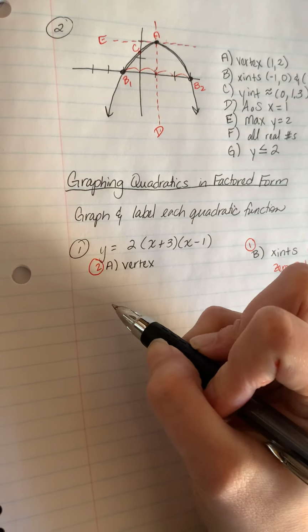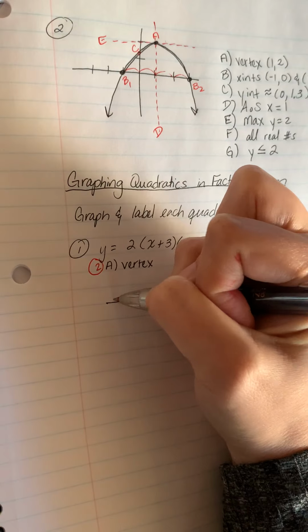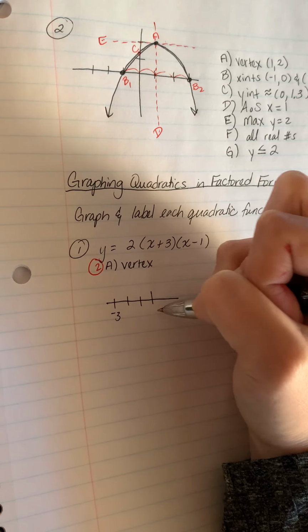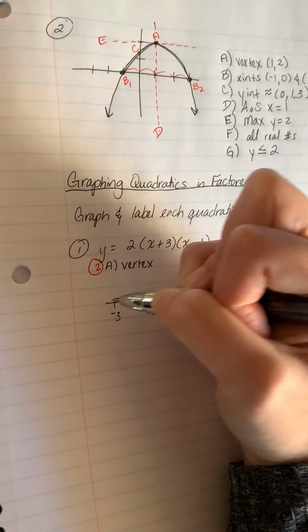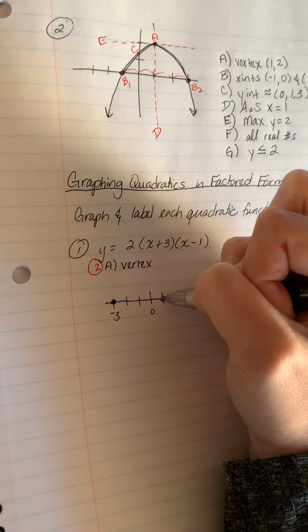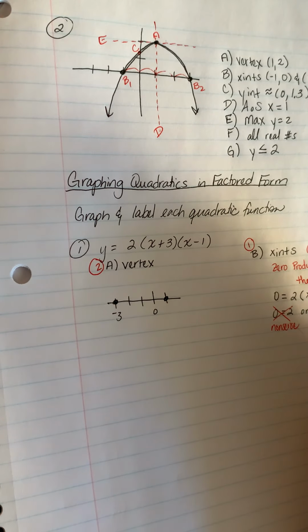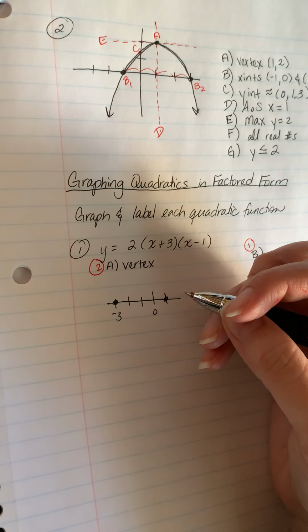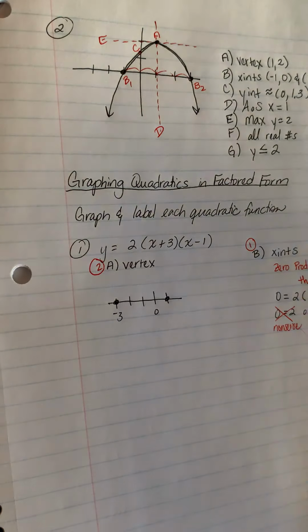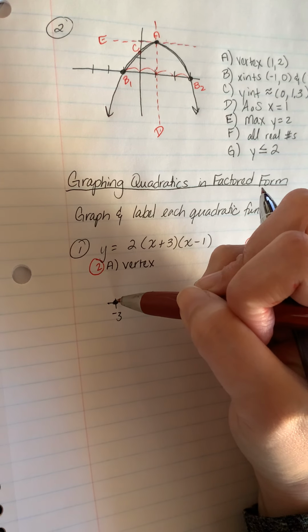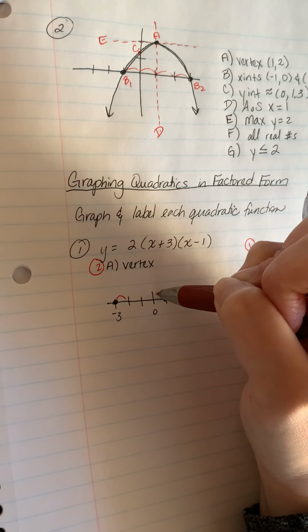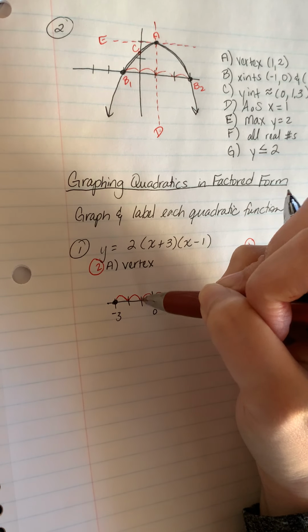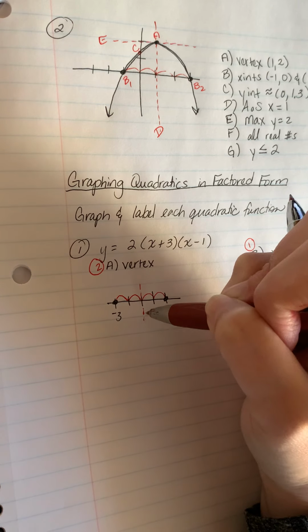Well, let's just graph it. Negative 3, negative 2, negative 1, 0, 1. Negative 3 and 1. I'm not worried about drawing the whole parabola yet. I'm just trying to find what's in the middle. So let's go a little bit each way. I go 1 this way and 1 this way, 1 this way and 1 this way. There it is, right in the middle.